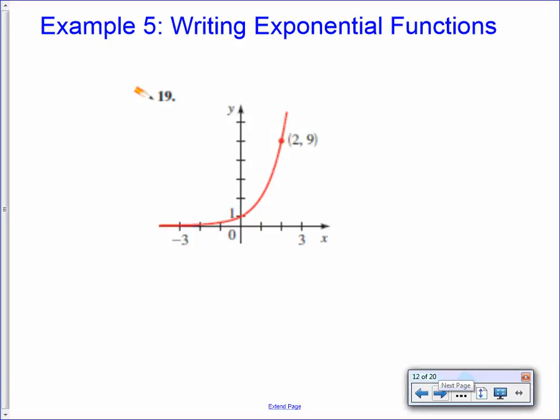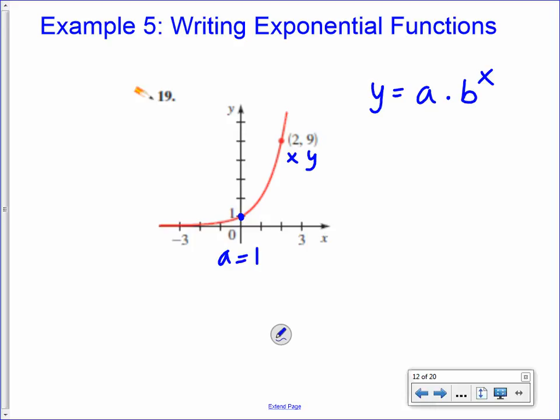Okay, in this example, we're going to be writing the exponential function given the graph. So all we really need is a point on the graph. We're going to start with y equals a times b to the x power. And we are going to plug in the value of x and y that we are given from the point. And we actually know, based on that y-intercept, that a is equal to 1 here.